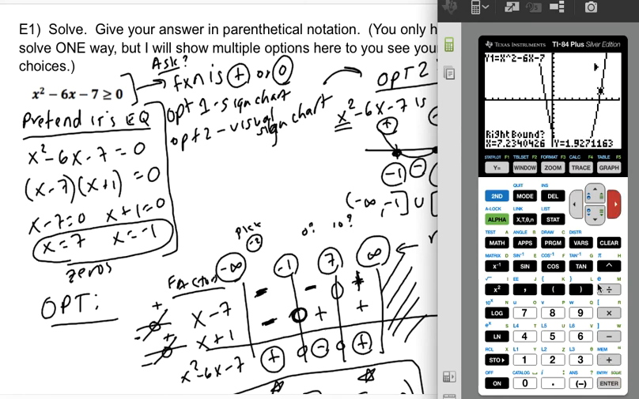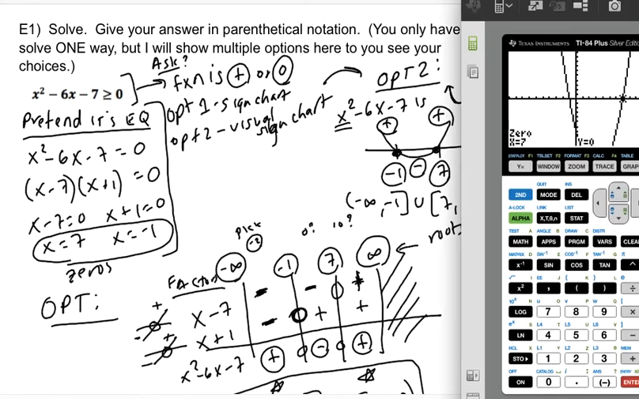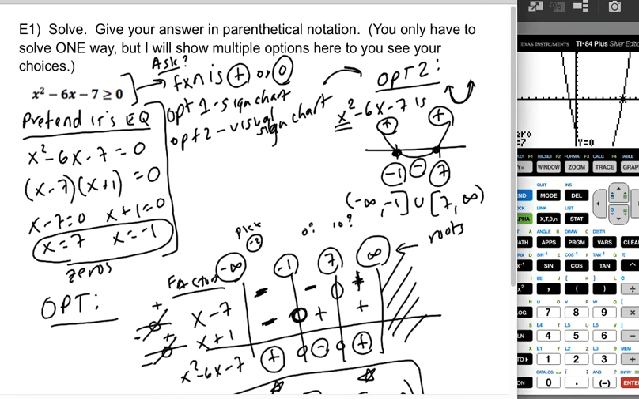Left bound, cross the axis, right bound, and then hit enter, and there's my 7. Again I can see that I get the same answer, that this graph is physically positive or 0 from negative infinity to negative 1, and then again from 7 to infinity. All right, so again, I don't care how you solve that, but the goal is to be able to solve that. All right, cool, moving on.